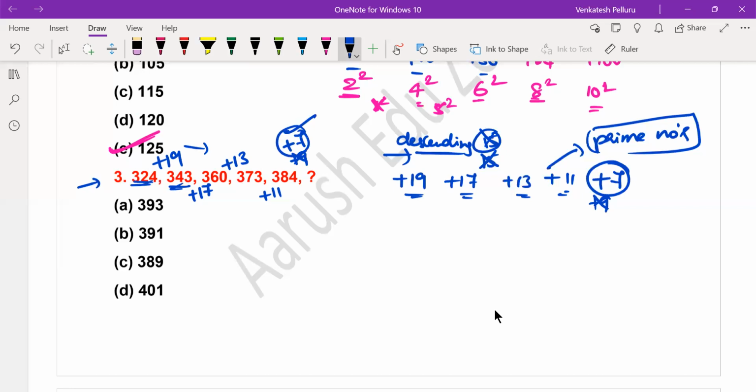So if I add 7 to 384, the result is option B, that is 391. So what is the logic for question number 3?